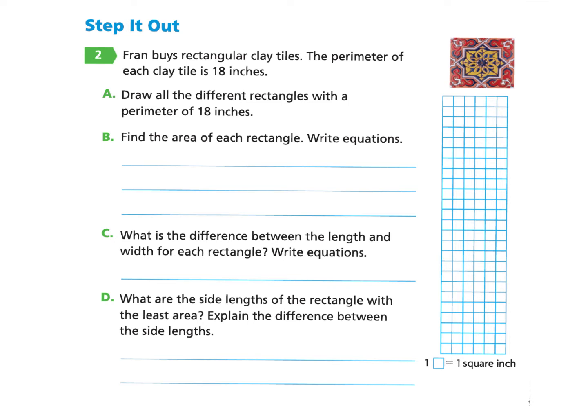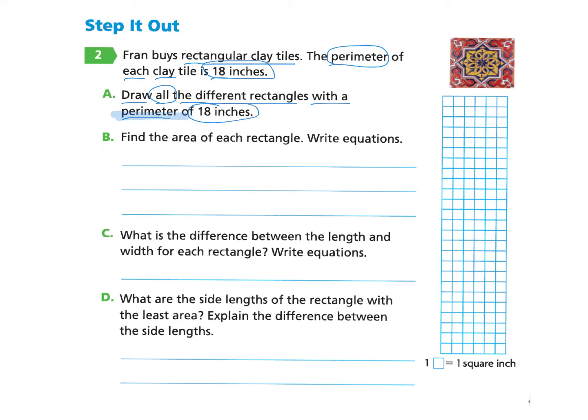You can pause at any time. We will start at Step It Out Part 2. Fran buys rectangular clay tiles. The perimeter of each clay tile is 18 inches. Part A, draw all the different rectangles with a perimeter of 18 inches.